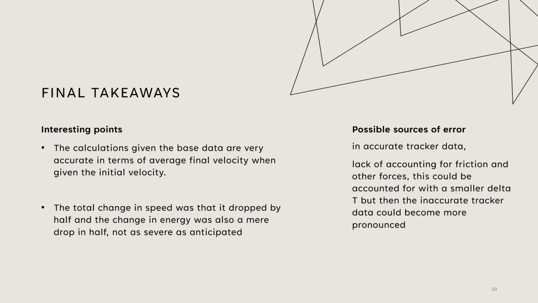Now, some possible sources of error in this experiment are inaccurate Tracker data, in terms of marking the objects as they're moving. The carts are not very small, so it's easy to overcompensate and mess up tracking. Another thing could be a lack of accounting for other forces like friction. This could be counteracted with a smaller delta t, giving the forces less time to act, but then the inaccurate tracker data would become more pronounced, and you've got to pick one.